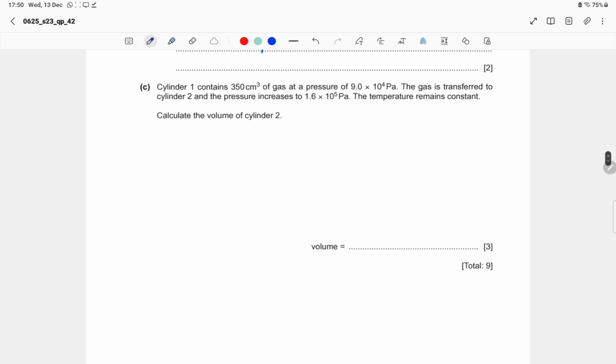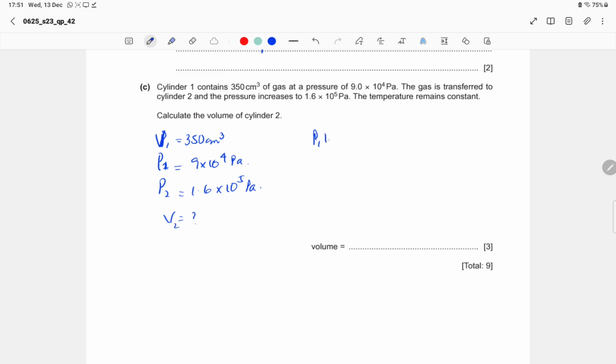Okay, cylinder 1 contains 350 centimeter cube of gas at a pressure. Okay, this is volume 1, I'm sorry. P1 is going to be 9 into 10 to the power 4 Pascal. The gas is transferred to cylinder 2. The pressure of the gas is increased by this, and you need to find out the volume.